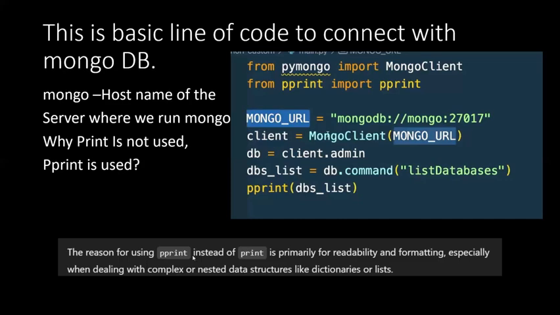The reason for using pprint instead of print is primarily readability and formatting. It is the modular form of your print statement, especially when dealing with complex or nested data structures like dictionaries or lists. In MySQL there are multiple columns and rows present, but here a key-value structure is present in the Mongo database. So for lists and other complex or nested data structures, we use pprint because it is the modular form of your print.